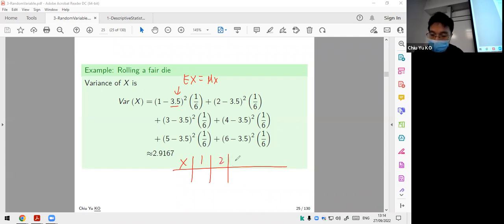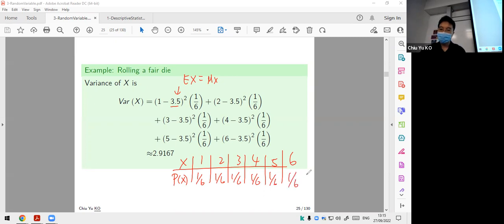It's 1, 2, 3, 4, 5, 6. And each one, okay, p of x is 1/6, 1/6, 1/6, 1/6, 1/6, 1/6, right? And we know the expected value of x is actually 3.5. So that's why for every number you take x minus the expected value of x, take the square, times 1/6.